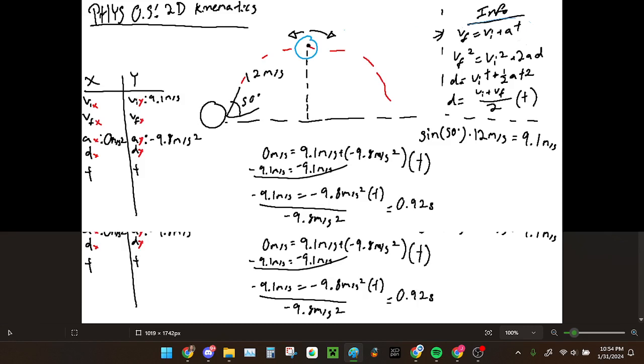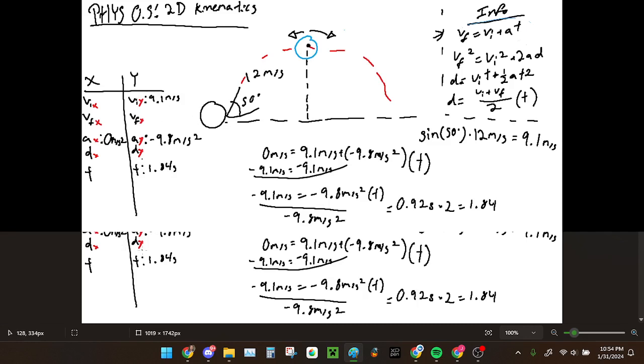What we are looking for is your full time. Your half times 2 equals your full. So all we need to do with this 0.92 half time is multiply it by 2, and we'll get 1.84 seconds. Simple as that.